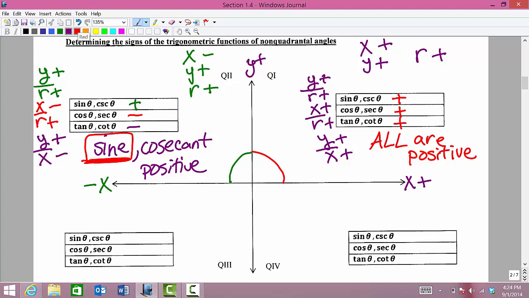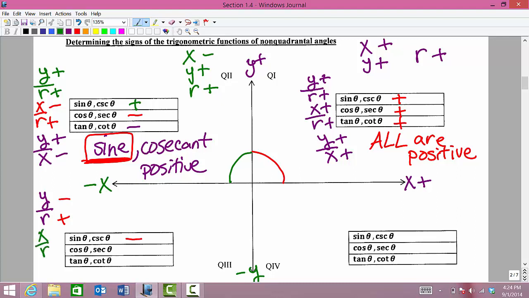Alright, now let's look in quadrant 3. In quadrant 3, x is negative and y is also negative. So if x is negative and y is negative this time, let's look at all of our trig functions. So sine is y over r. Remember that r is always positive. So y is negative, r is positive. So that tells me that sine will always be negative, because a negative divided by a positive is negative, and so will its reciprocal. So sine and cosecant will both be negative in quadrant 3.